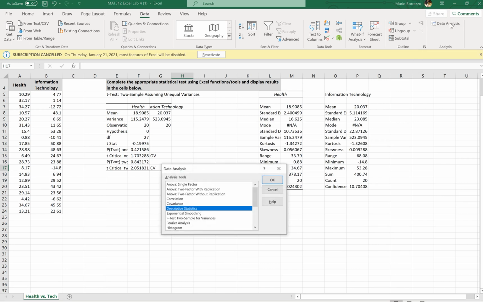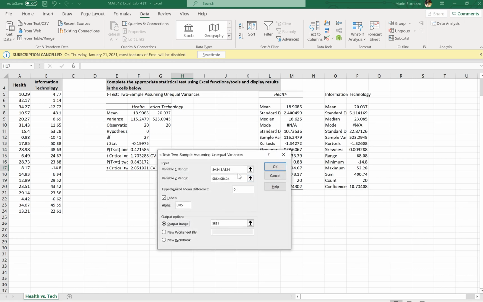the data analysis toolpack. And where you're going is you're going to t-test: two sample assuming unequal variances. Click on that. And if you notice, what I did was I inputted the health data in variable 1. I treated the information technology in variable 2. Notice my alpha is 0.05, and I did include labels, so I did check off labels. The hypothesized mean in these tests is always 0 because you're comparing 2 data sets. We're just trying to determine if they're different.